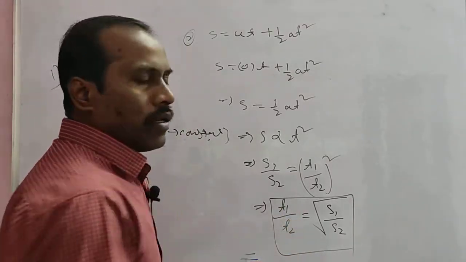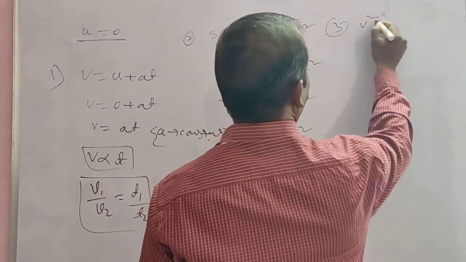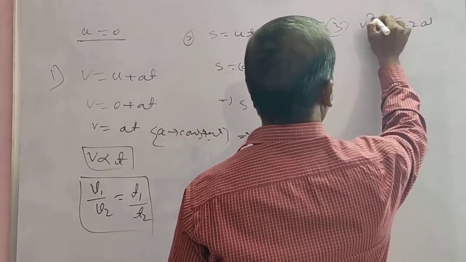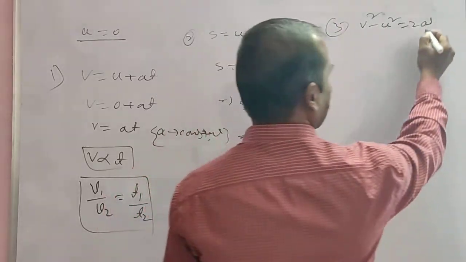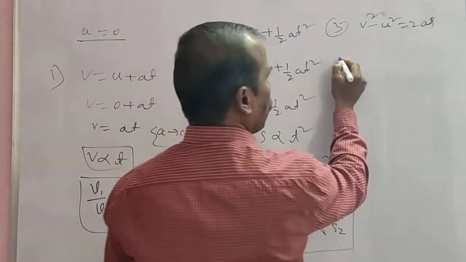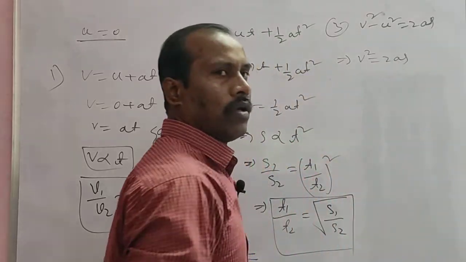Next, the third equation of motion: v² - u² = 2as. Now u = 0, so the above equation becomes v² = 2as.